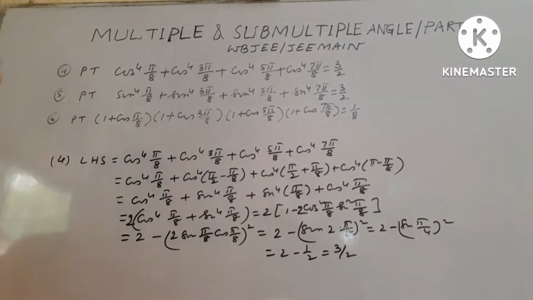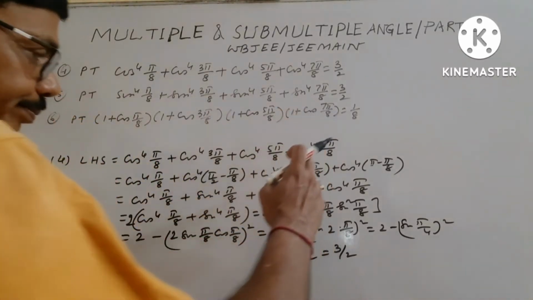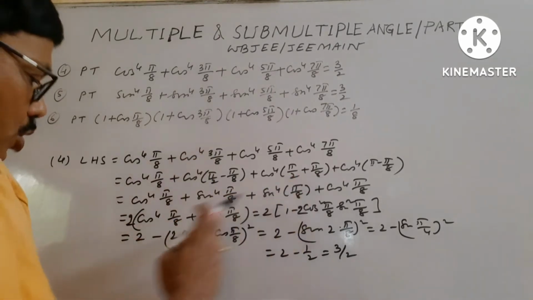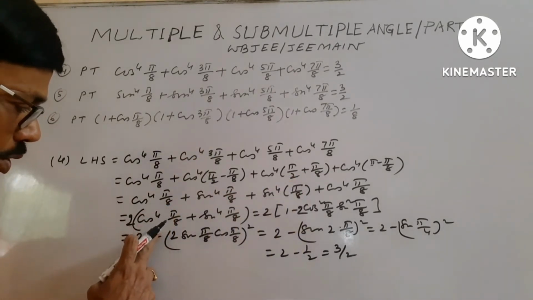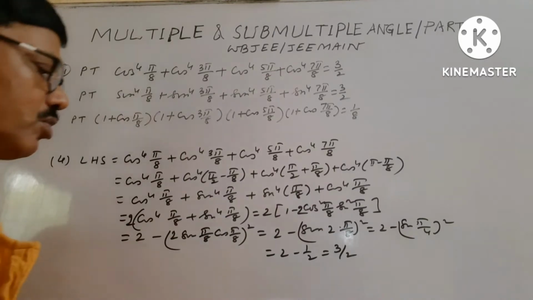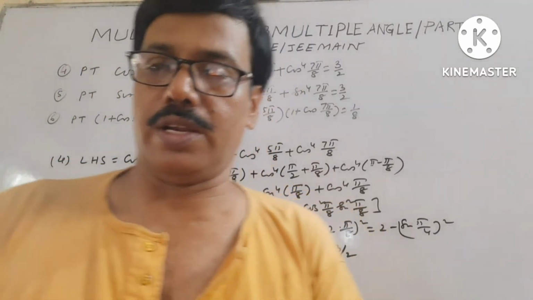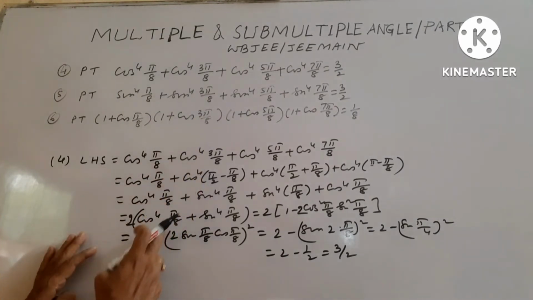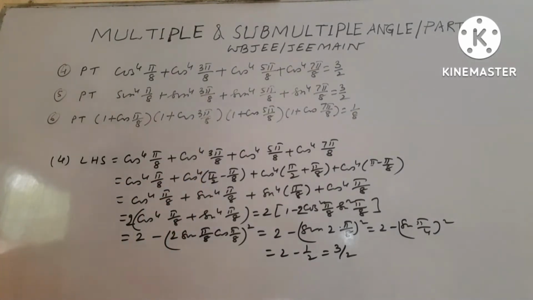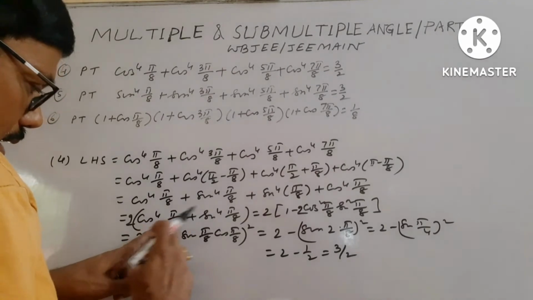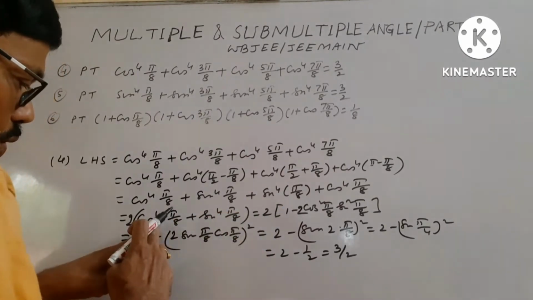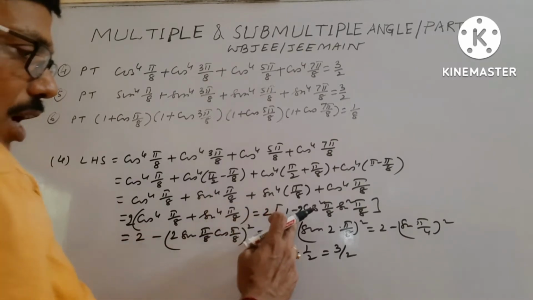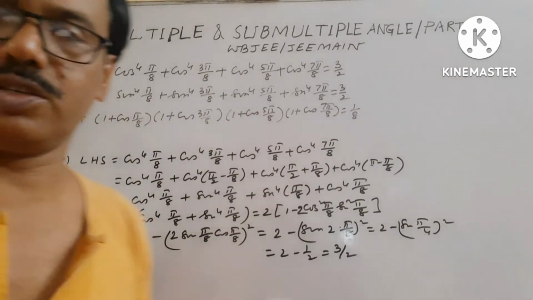So we have already deduced that this equals 2 into cos to the power 4 pi by 8 plus sin to the power 4 pi by 8. So expressing the angles in terms of the same angle pi by 8. Now a square plus b square: so 2 into cos square pi by 8 plus sin square pi by 8 whole square, a plus b whole square minus 2ab.